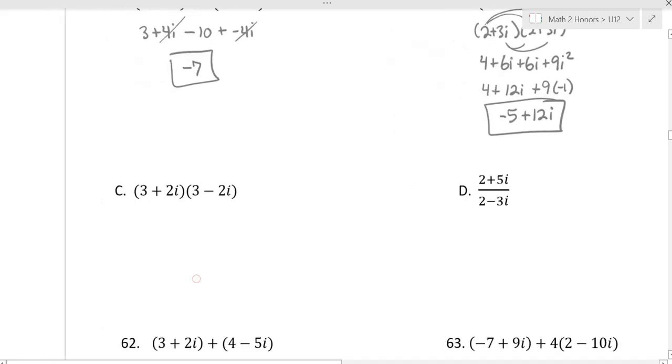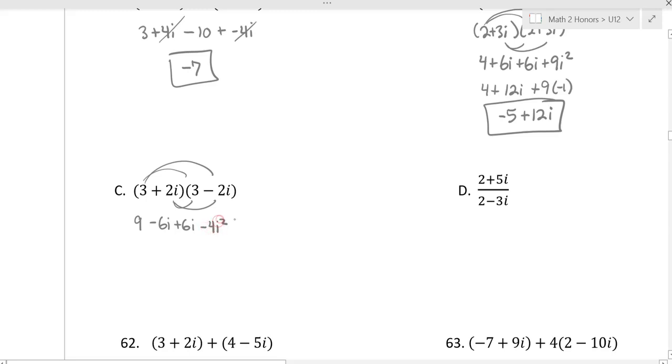In part C, 3 times 3 is 9. 3 times negative 2i is negative 6i. You have a positive 6i and a negative 4i squared. This is going to be 9 minus 4 times negative 1, which is 9 plus 4, which is 13.